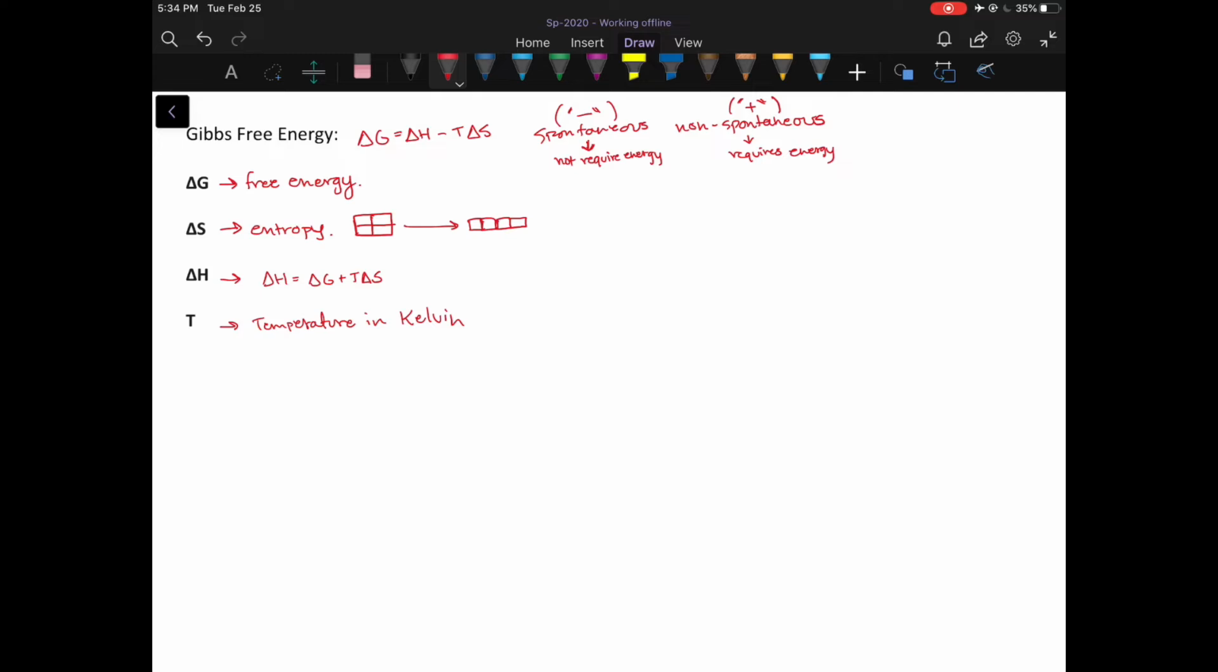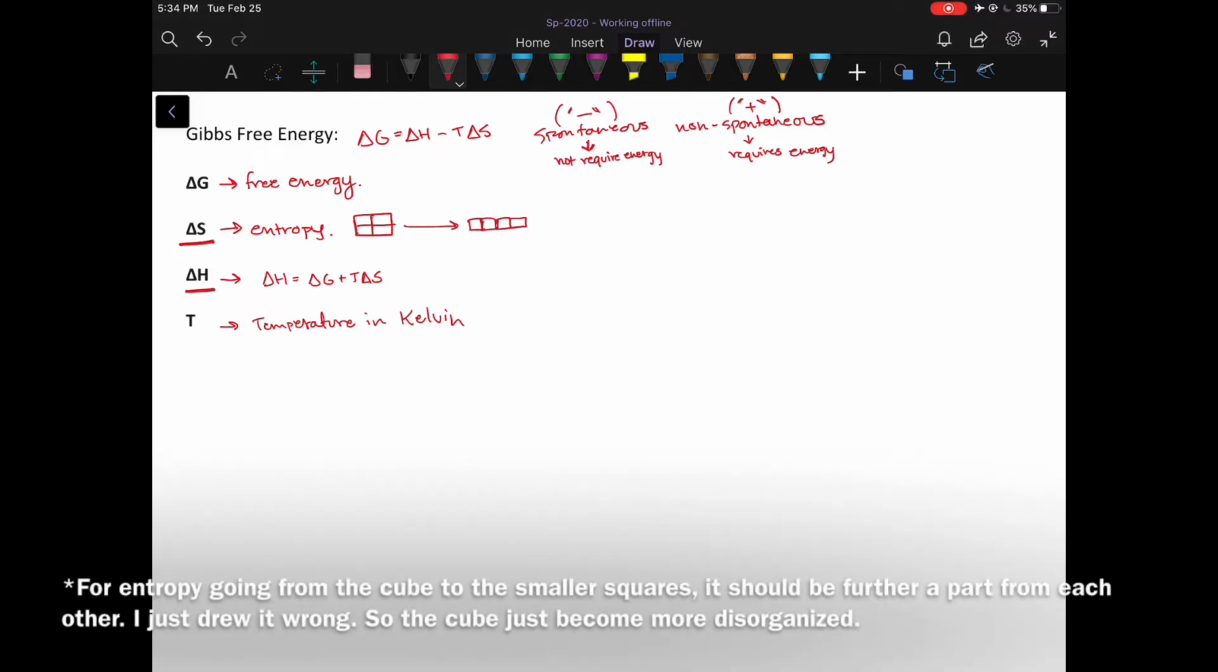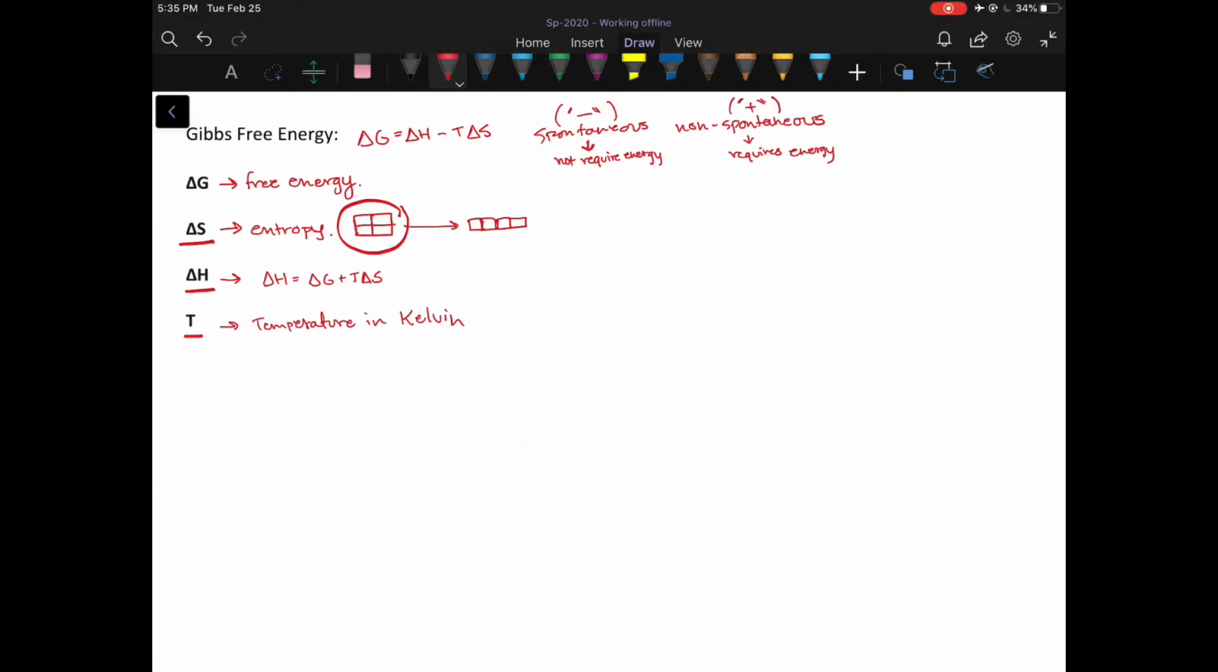And delta G depends on entropy, which is delta S, enthalpy, which is delta H, and temperature measured in Kelvin. So entropy is just a disorder in the system. So this example here shows that a cube that's cut into 4 is basically breaking down into 4 little squares in a line. And that just represents how there is more disorder or more entropy in the system.